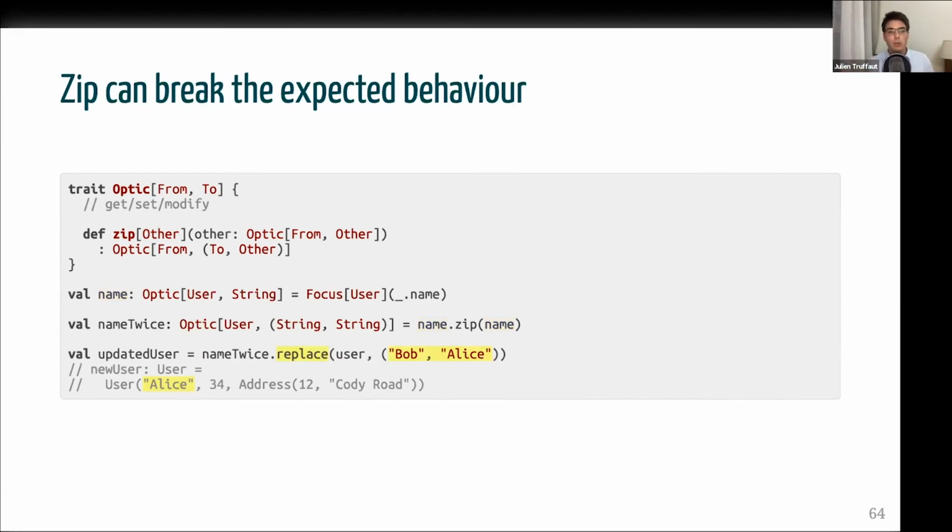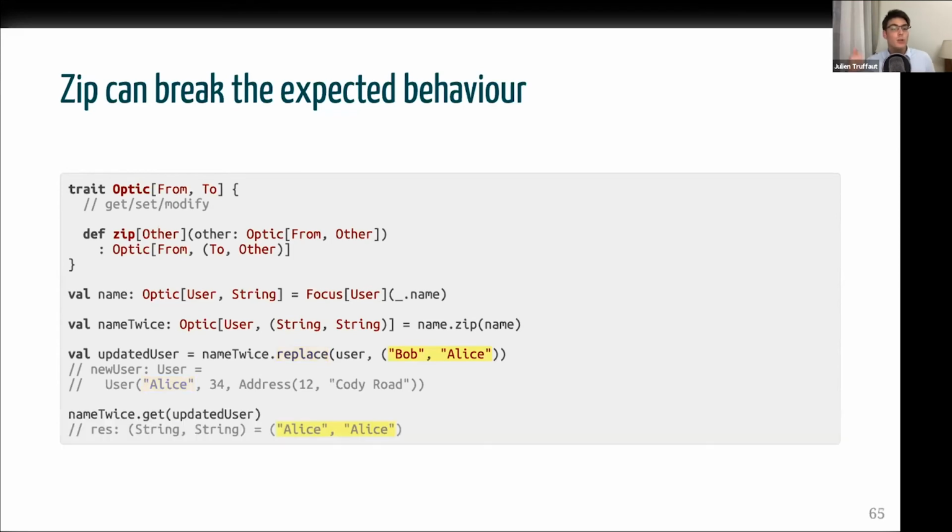You will specify two strings. You will say, okay, Bob and Alice. But there is only one username, so we can only select one of these. So we'll create, let's say, a new user with only the last one, Alice. But the problem is once you call get on this updated user, you will get back the tuple Alice Alice because this is the current username.